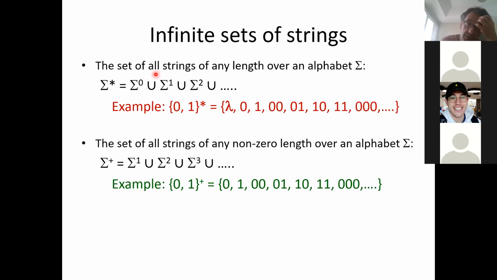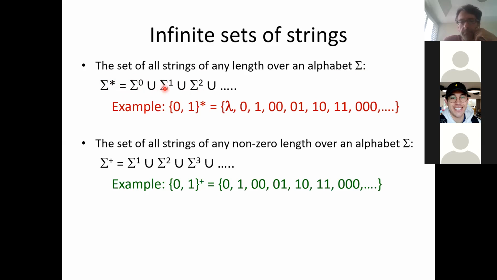The infinite set of strings. So look, let's say sigma is an alphabet. I have a special symbol, sigma star. Not sigma to the 0, not sigma to the 1, not sigma to the 2, sigma to the star. It's a special symbol, and it's defined like this. It's a union of sigma to the 0, sigma to the 1, sigma to the 2, and so on.